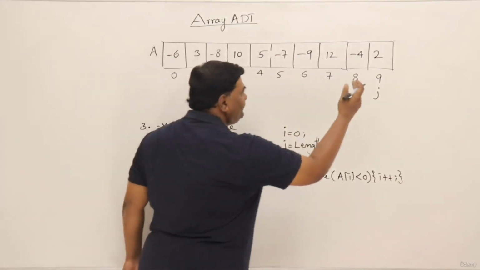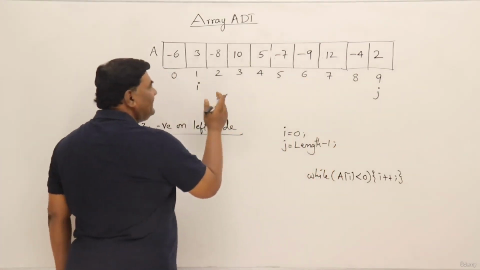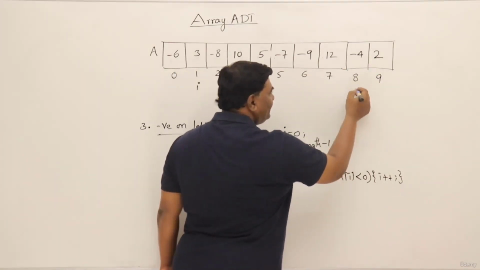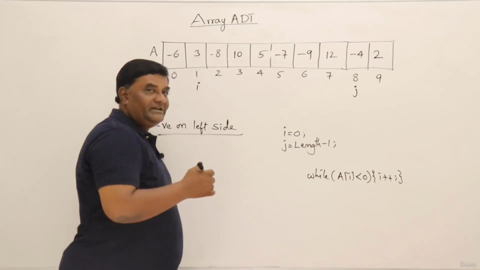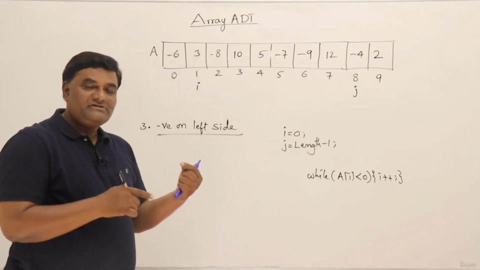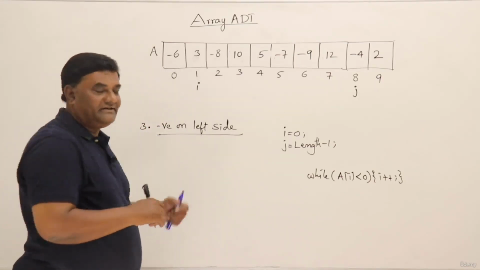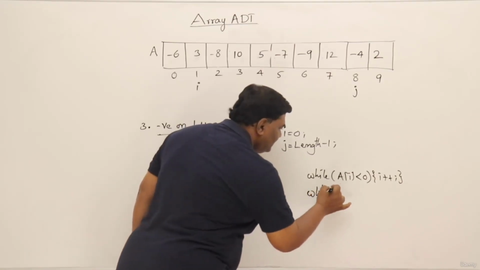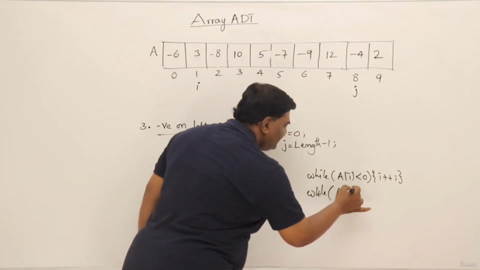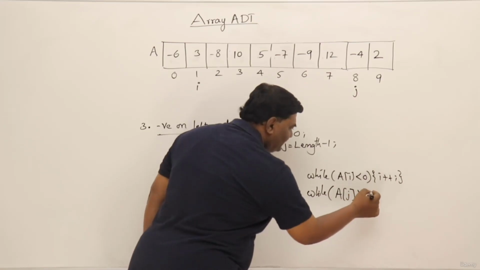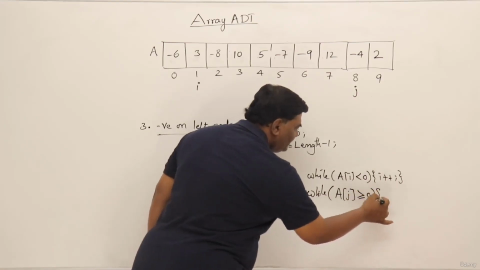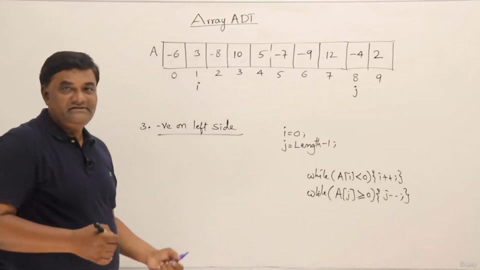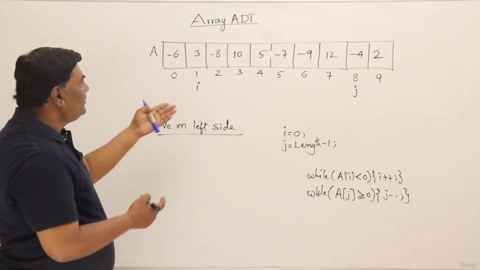Then in the same way, j should be decremented until it gets a negative number. Is it a negative number? No. Is it a negative number? Yes, stop. So j should decrement if the number is positive. It should stop if the number is negative. So while a of j is greater than or equal to 0, j minus minus. If it is less than 0, it should stop. So yes, we got the numbers.